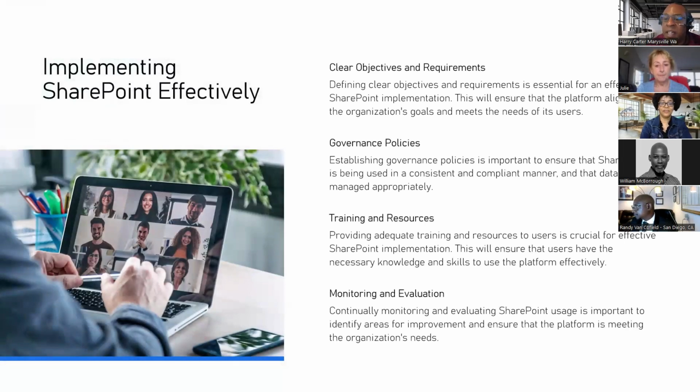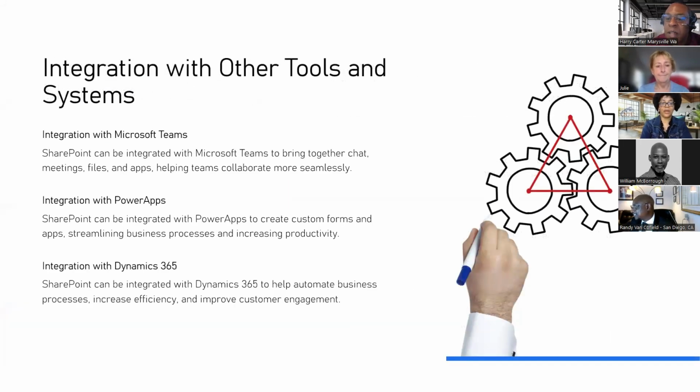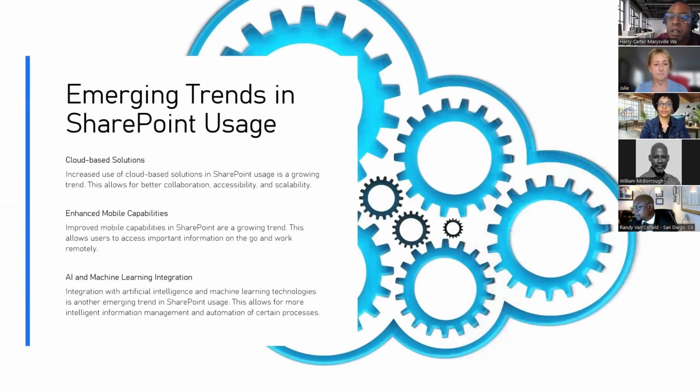To effectively implement a collaborative platform, organizations should define clear objectives and requirements, establish governance policy, provide adequate training resources, and continually monitor and evaluate its usage. Platforms can be integrated with other tools and systems such as Microsoft Teams, Power Apps, Dynamics 365 to enhance collaboration and productivity. Emerging trends in collaborative platforms include an increased use of cloud-based solutions, enhanced mobile capabilities, and integration with artificial intelligence and machine learning technologies.